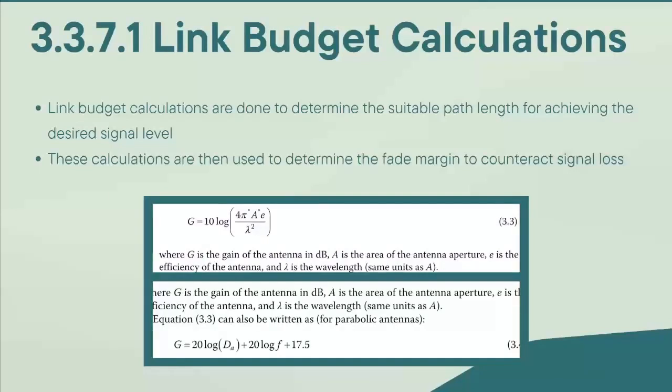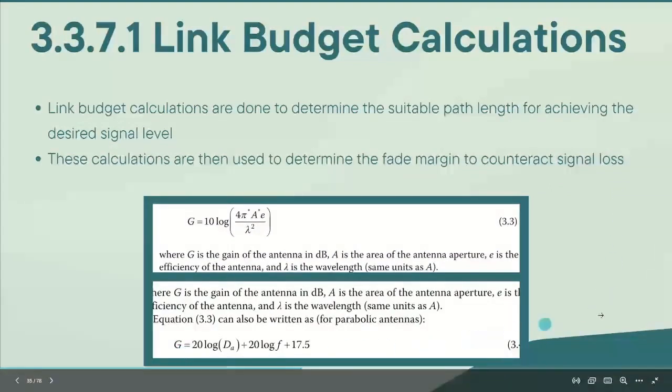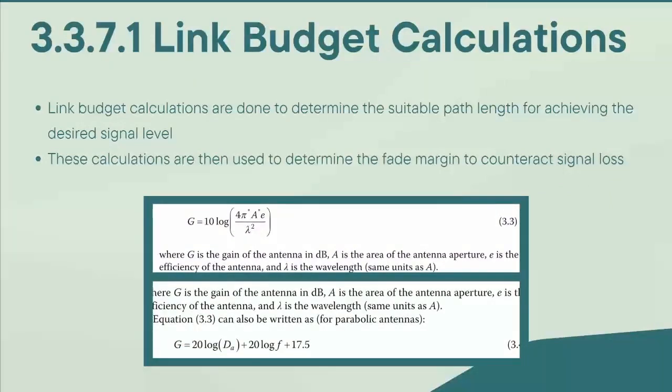And the second factor is the gain of the antenna, which can be calculated using equation 3.3 or 3.4, as you can see on the slide. For figure 3.3, you can see the formula where G is the gain of the antenna in decibels, A is the area of the antenna aperture, E is the efficiency of the antenna, and lambda is the wavelength. And this formula can be further simplified by changing the parameters to the formula of figure 3.4, as you can see below on the slide. So this is how we do the link budget calculation.